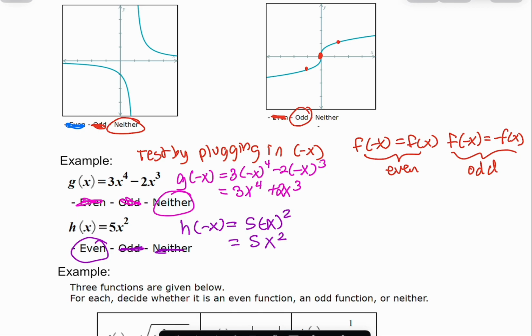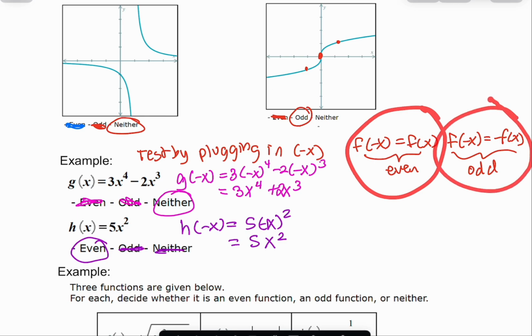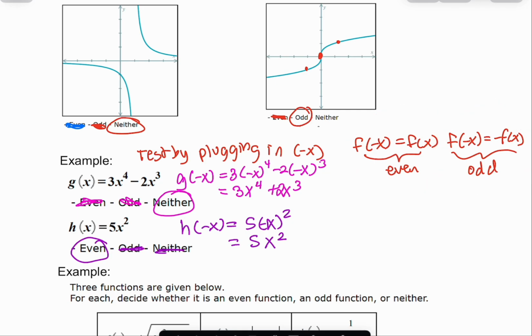So if you have a graph, does it fold across the y-axis? Even. Does it allow you to put a push pin at the origin and spin it 180 degrees? That would be odd. For algebraically checking it, if you plug in negative x and it goes away, it's even. If you plug in negative x and it's like you multiply the function by -1, then it is odd.